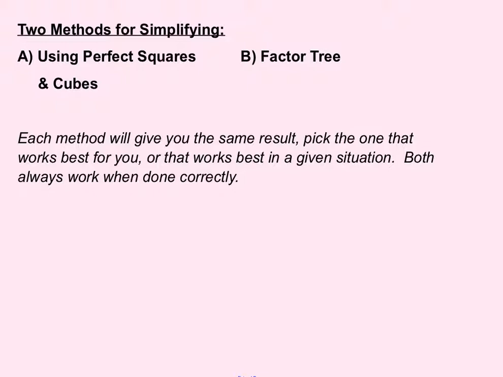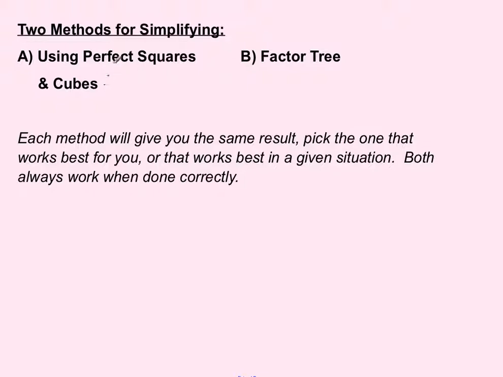What that means is underneath the radical, if it's a square root, you can't have any perfect squares. If it's a cube root, you can't have any perfect cubes that are factors of that number. There are two ways that we can do this. One, we could do it by using numbers that we know are perfect squares or perfect cubes. Or two, we can use a factor tree method.